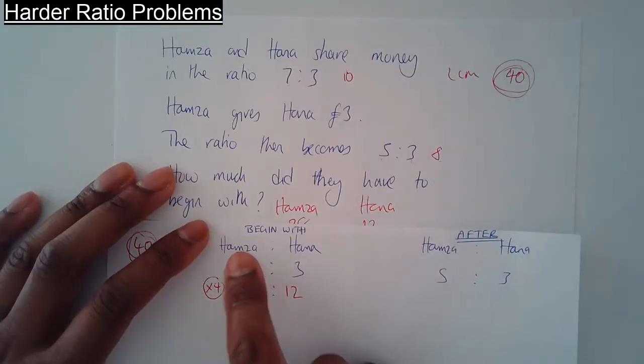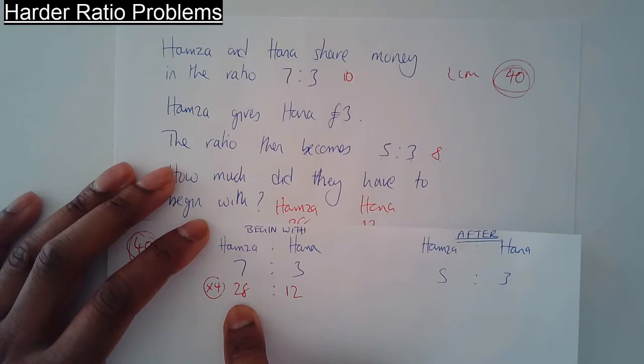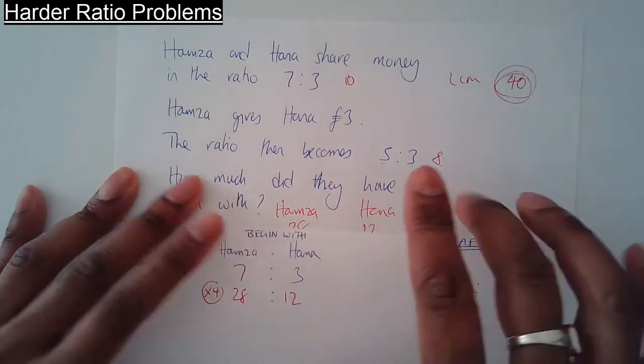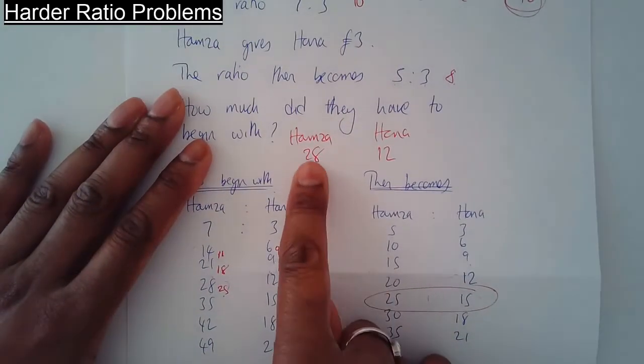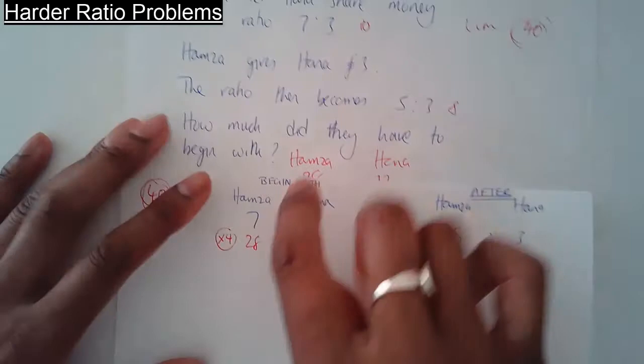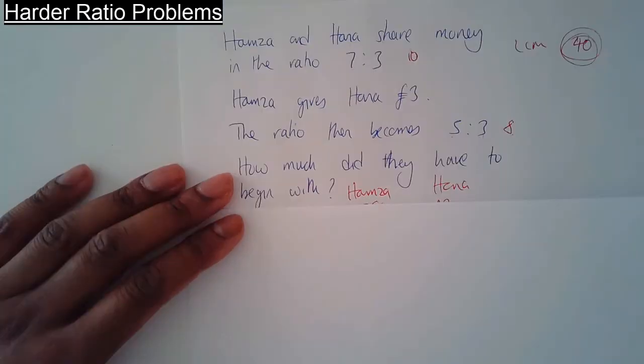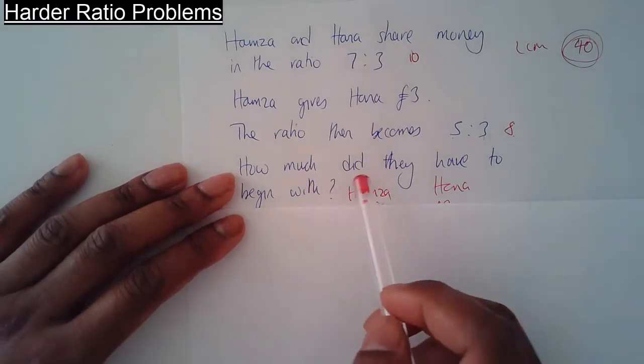So Hamza began with £28. Hannah began with £12. Remember, when we did it by trial and error, we had 28 and 12. Well, that's what we got, 28 and 12. There is another way to solve this problem using algebra.